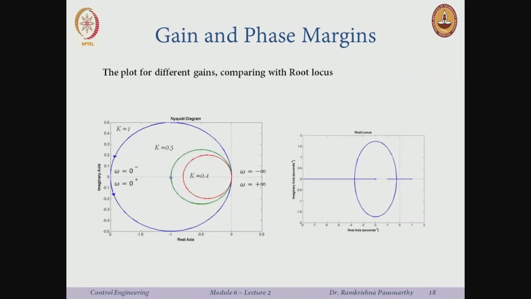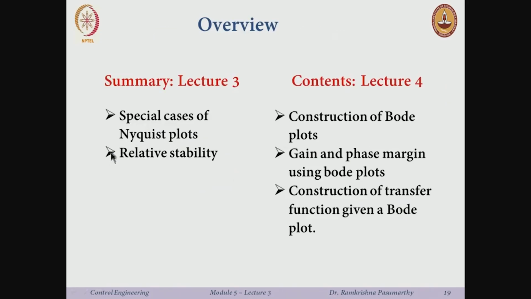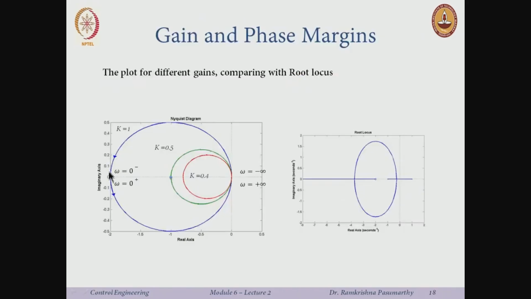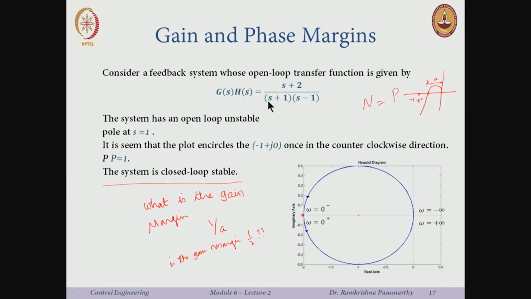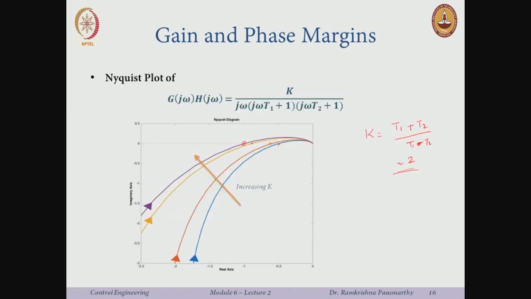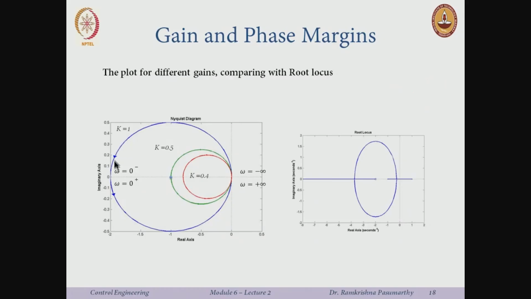If I start with gain of k equal to 1, I am somewhere here. This is the original plot, s plus 2, s plus 1, s minus 1 with k equal to 1. So this is k equal to 1, n equal to p, where p was equal to 1. The system is stable because I am encircling the point -1 plus j0.